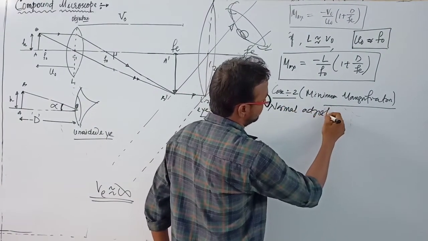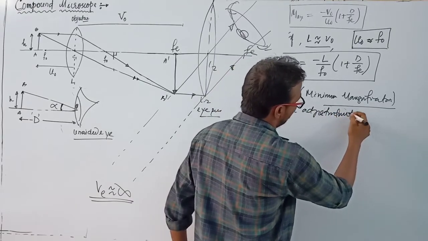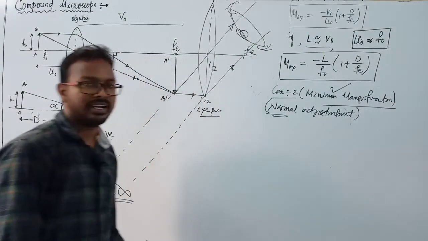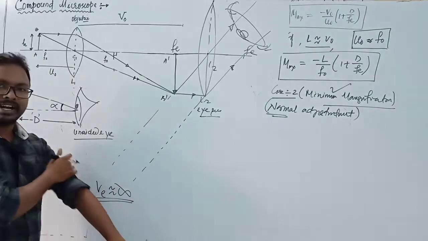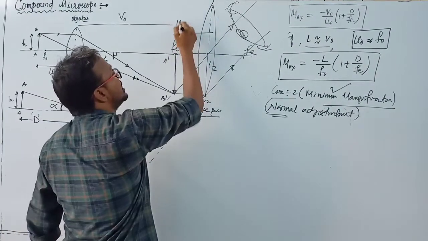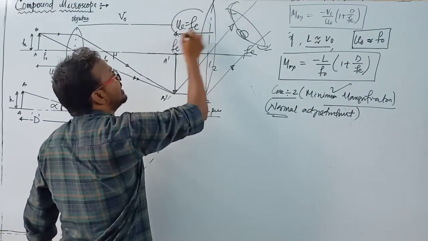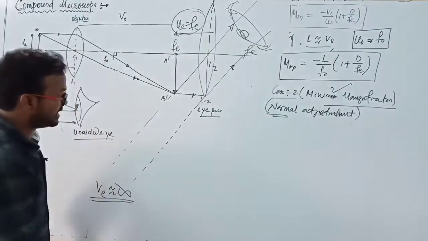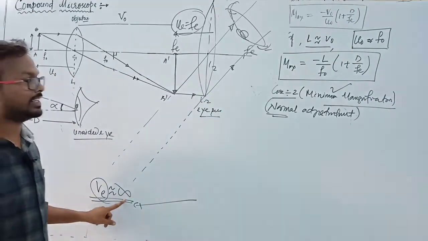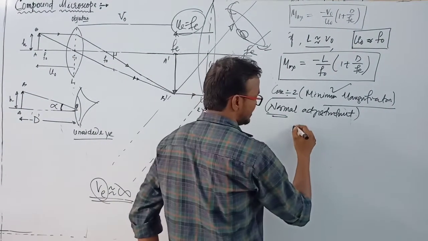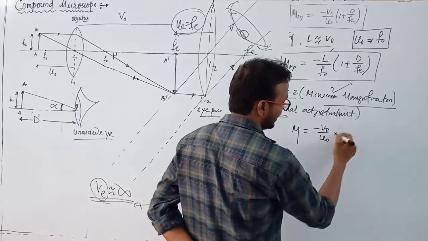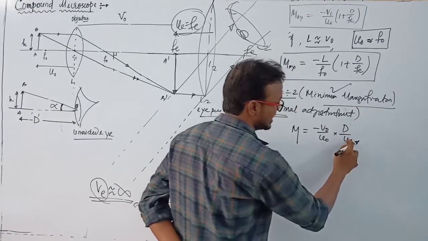normal adjustment. So for normal adjustment we get a minimum magnifying power, or a minimum magnification. Clear? So this distance is now UE, which is equal to FE, and the final image formed is VE, and VE is here infinite. So we have a general relation, that is magnifying power M equal to minus V naught by U naught into D by UE. This is the general expression.